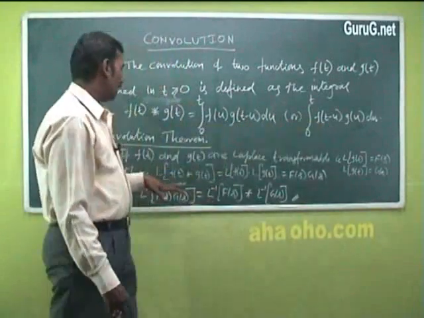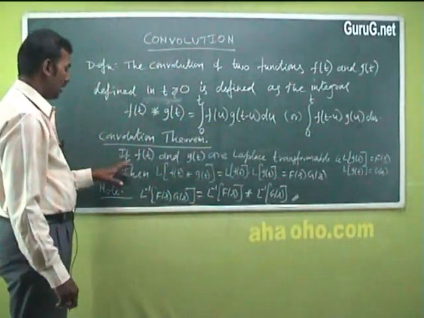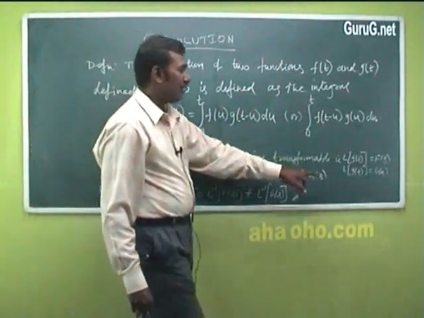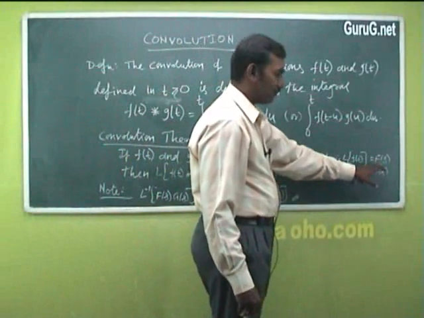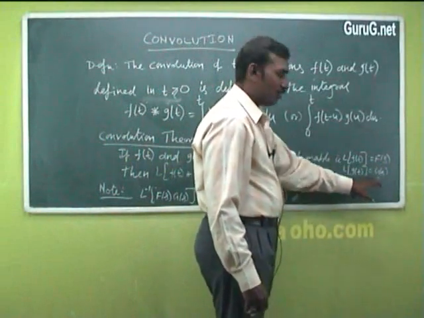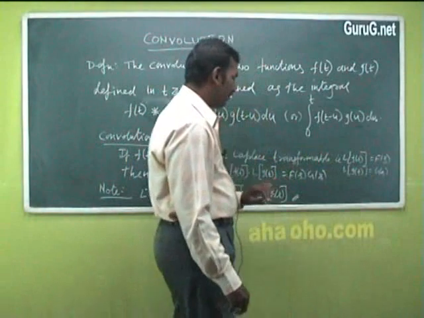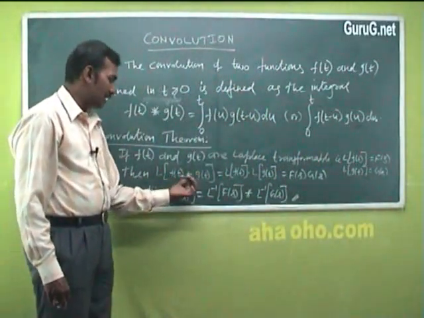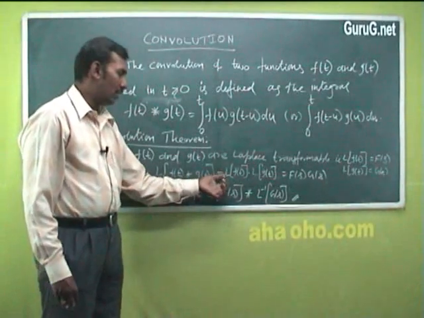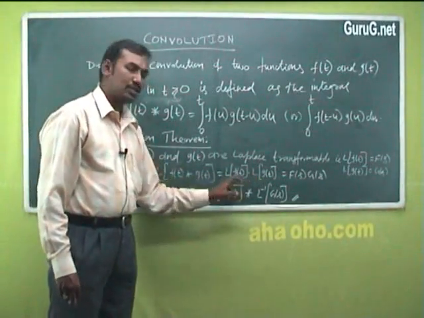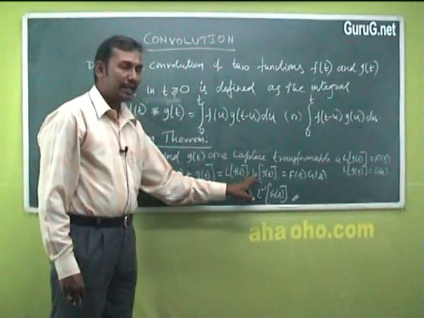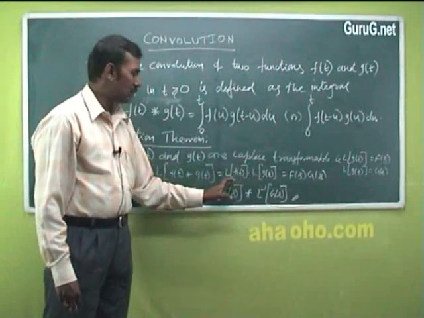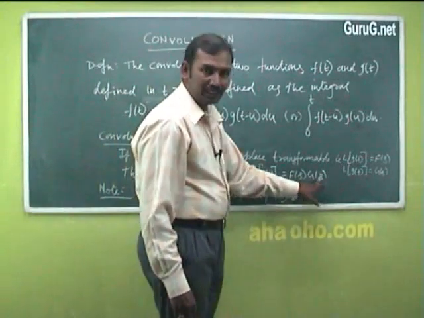Now the convolution theorem: if f of t and g of t are Laplace transformable, that is, L of f of t equals f of s and L of g of t equals g of s, then the Laplace of the convolution, L of f of t star g of t, equals the product of their Laplace transforms, L of f of t into L of g of t. So I simply write it as f of s into g of s.